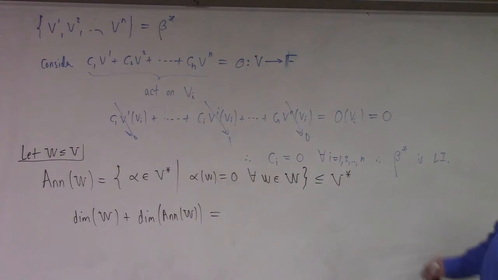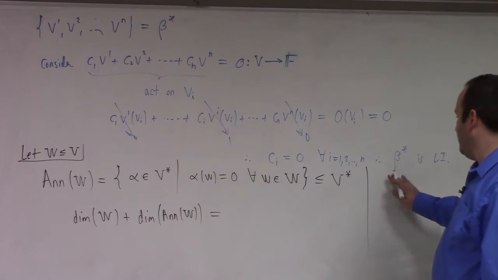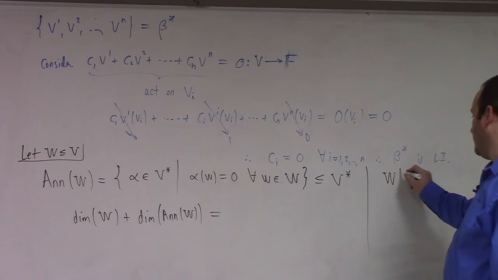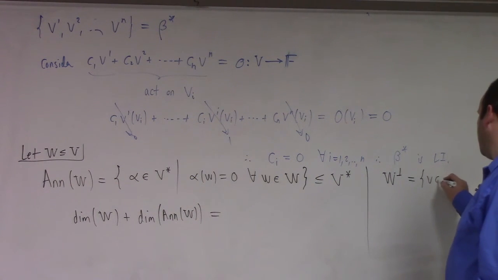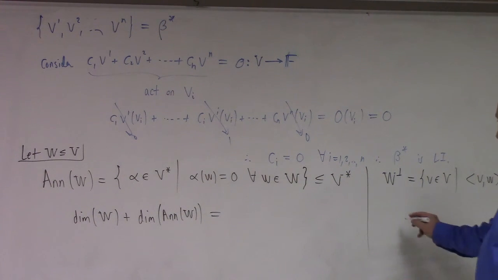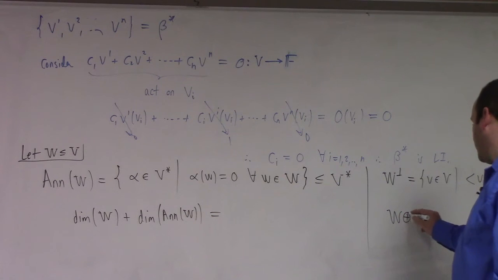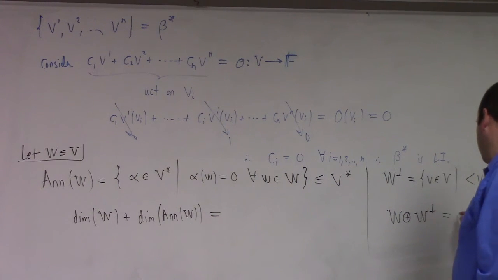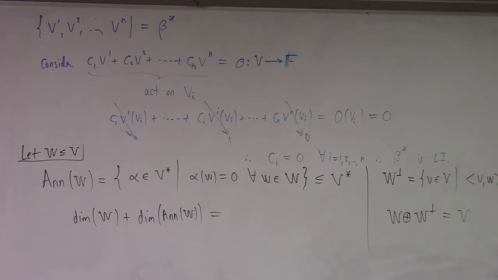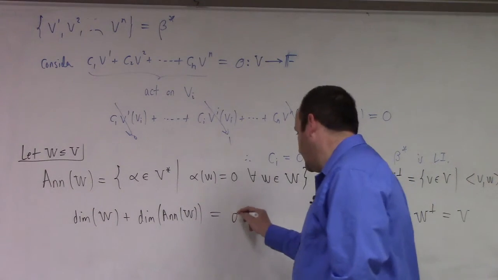Does this remind you of anything? Doesn't this look just like if V was a real inner product space? Doesn't this remind you of W perp? That's the set of v in V such that the inner product of v and w is equal to 0 for all w, right? And what do we have? We have W direct sum W perp is equal to V, right? So of course the dimension of W plus the dimension of W perp should be the dimension of what? V. Guess what? Dimension of V, yeah.